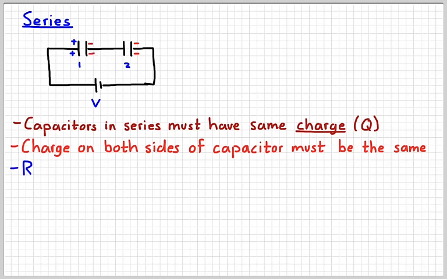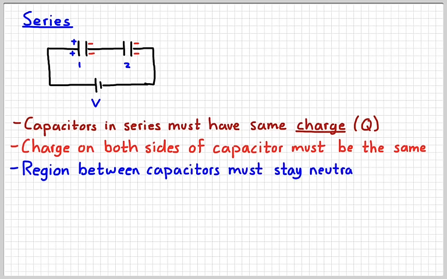Now the space in between has to stay neutral. There's no battery in between, and so the charge on the interior side of the plates, like right here and here, have to be the same. So since those have to be the same, and since these have to be the same, then the charge on both capacitors has to be equal.